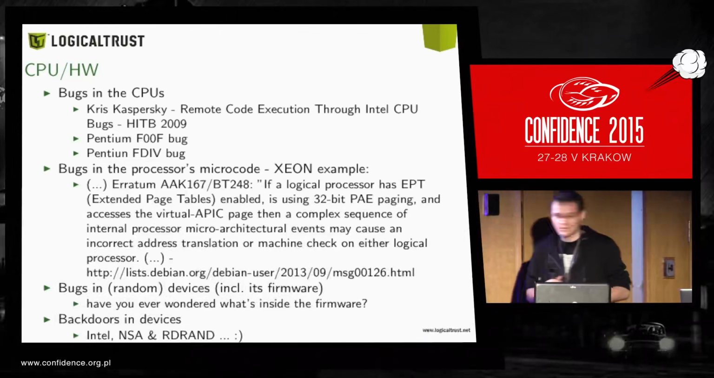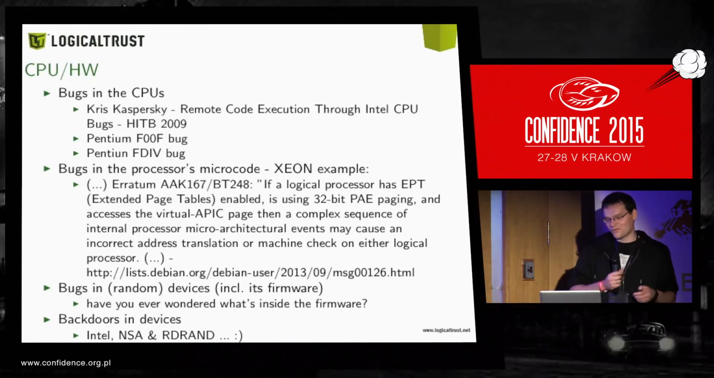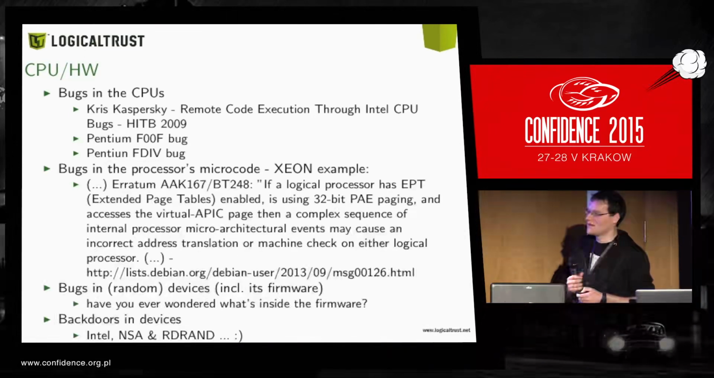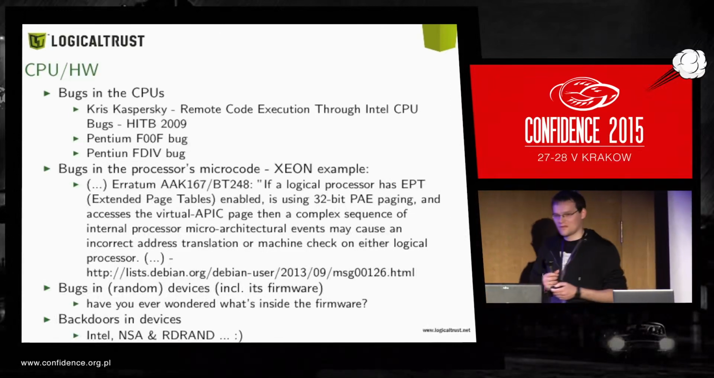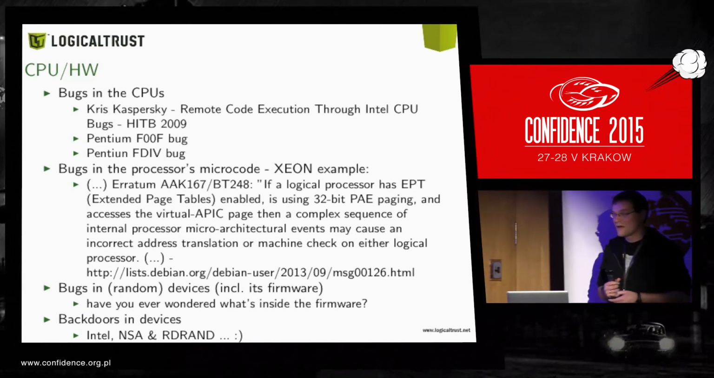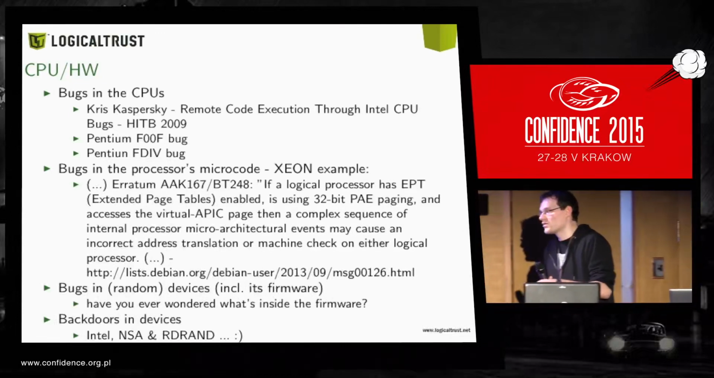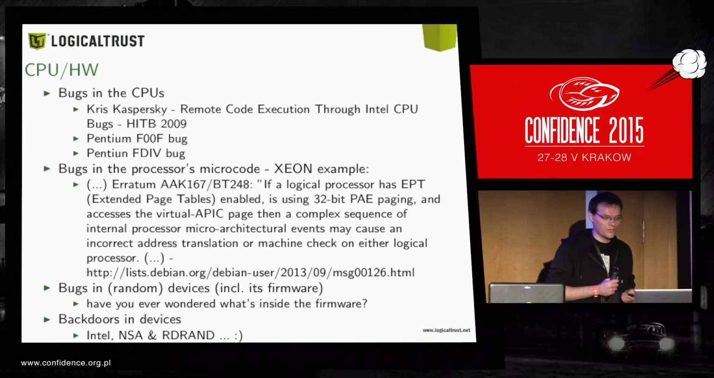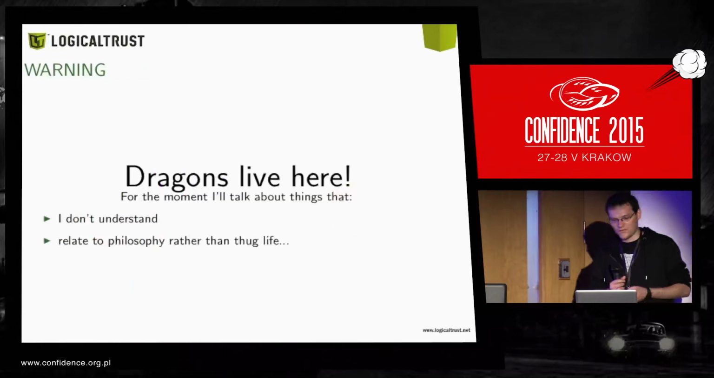And I guess that none of you ever wondered what's inside the firmware. And have you ever, for example, worried if your CPUs are backdoored by, for example, NSA? Remember or recall the rumors around the RDRAND opcode, which was forbidden in the FreeBSD.